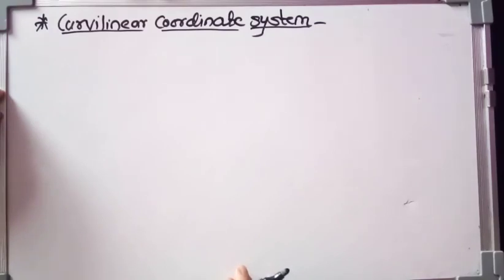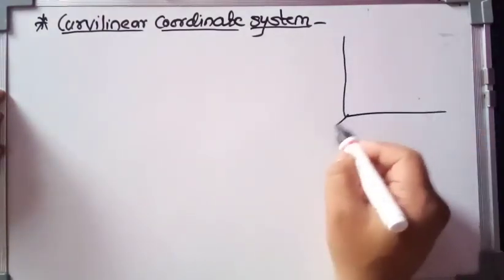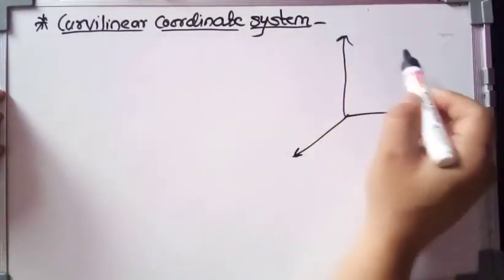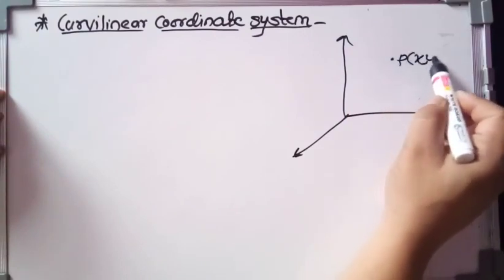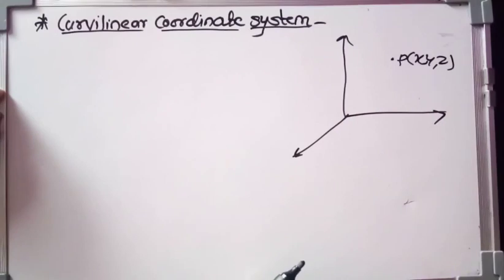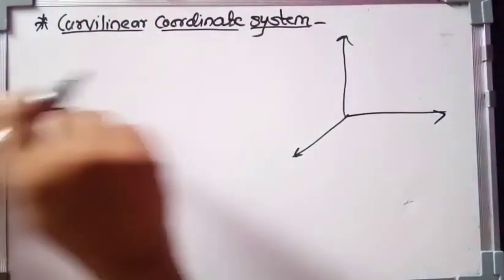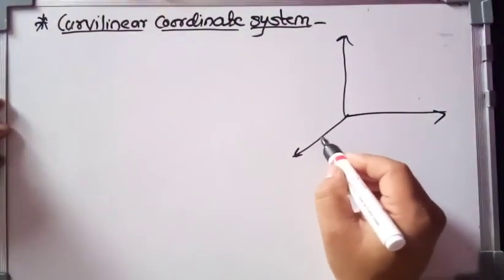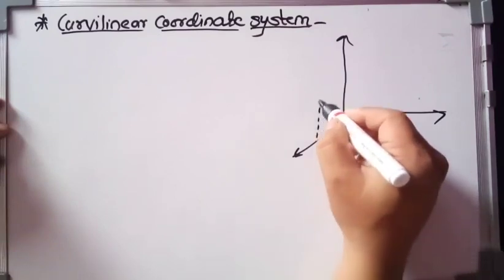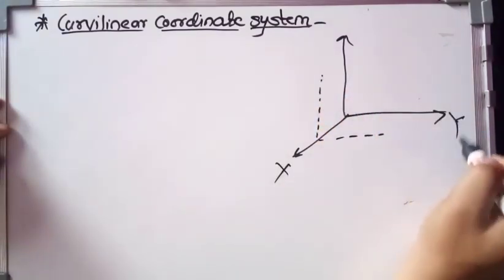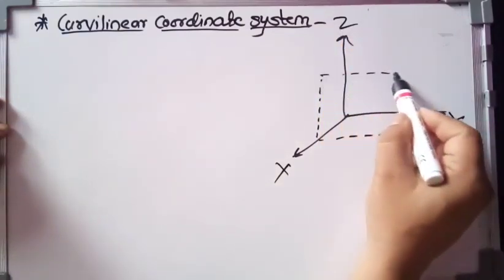Let P of x, y, z be the position of a particle or a point in Cartesian coordinate system. This position is obtained by intersection of three mutually perpendicular planes, x equal to constant. Let us draw plane x equal to constant. This is a plane that cuts the x-axis and is parallel to the y and z axes, which is known as x equal to constant plane.